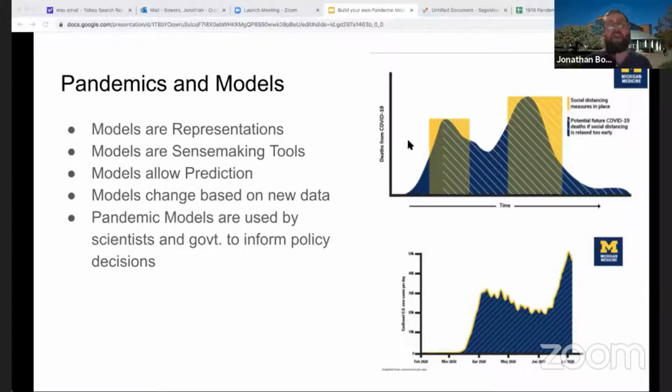Pandemic models are often used by scientists and governments to inform policy decisions. It can really help them figure out what policy we should take at one point in time. Now, how much they listen to them, I don't know, but we as the general public can listen to them. We can make decisions based on where the model is headed.